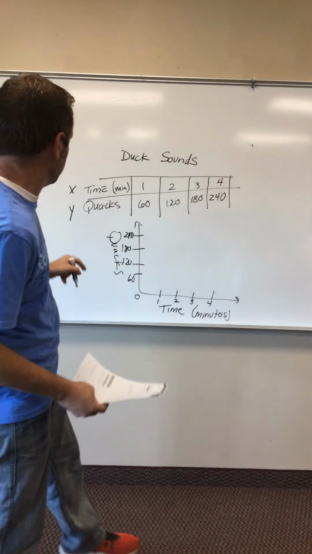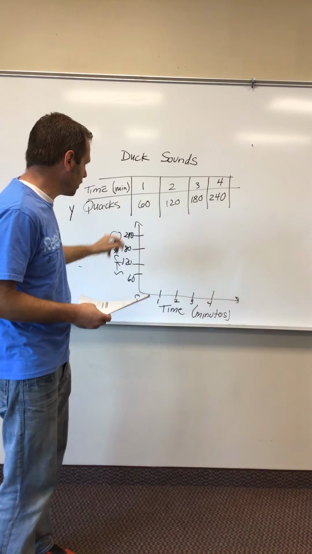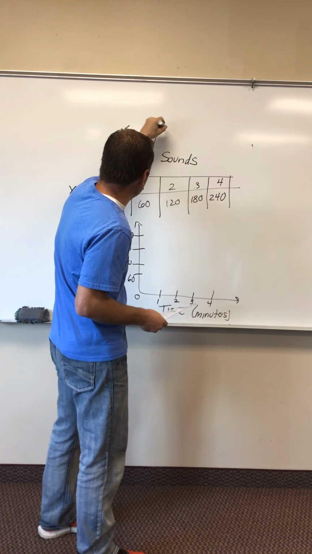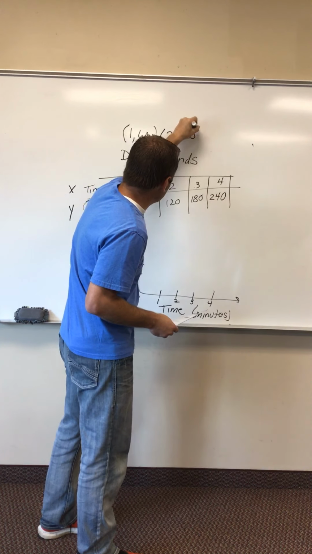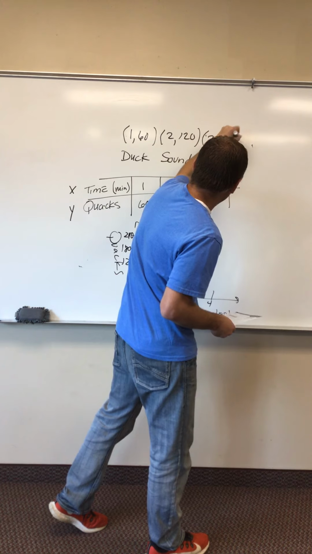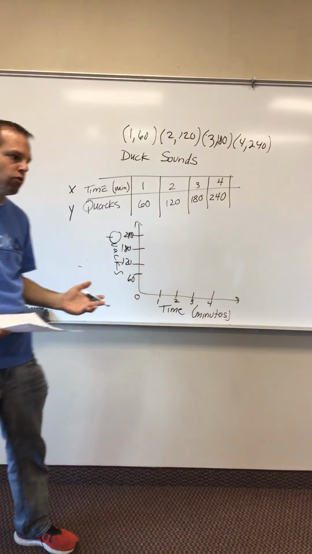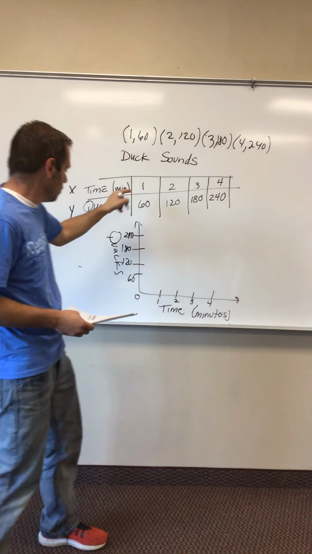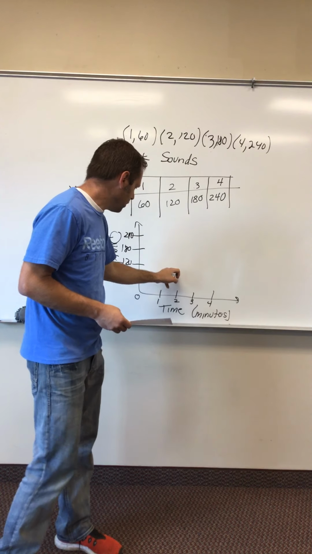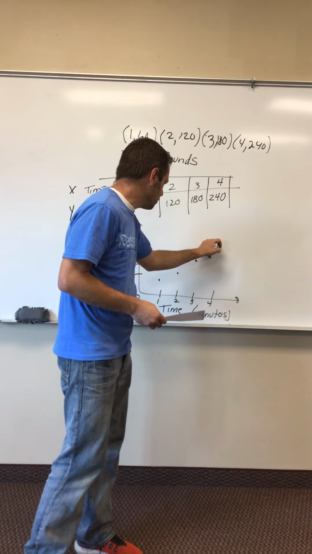Remember x and y. So when x is 1, y is 60. And now if I wanted to, I could write the ordered pairs (1, 60), (2, 120), (3, 180), and (4, 240). Okay, that's what it means when you write the ordered pairs. Now I put them on a graph. So 1 and 60 right here, 2 and 120 right there, 3 over, 3 up, 180, over 4, up 240.